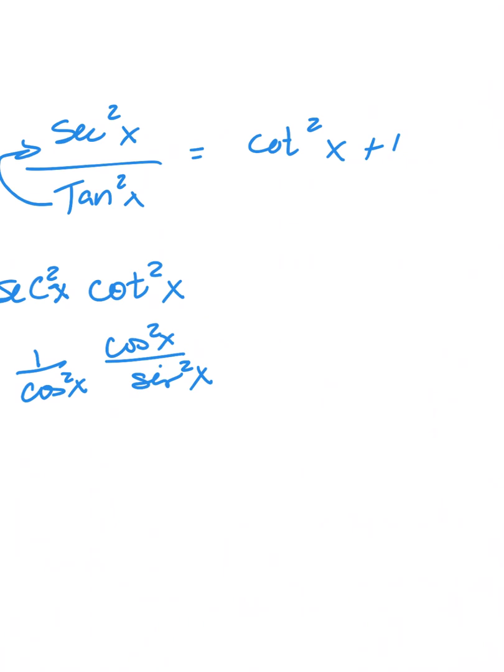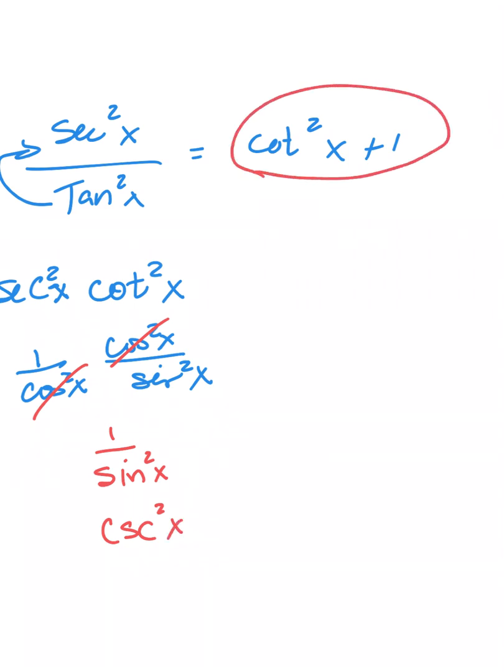And that's equal to, the cosines are going to bite the dust. 1 upstairs, 1 downstairs. You follow me? And that's 1 over sine squared of x, which is cosecant squared of x. And if you look on your formula sheet in the Pythagorean side, we know that the cotangent squared of x plus 1 equals cosecant squared of x. This one equals cosecant squared of x. So we are there.